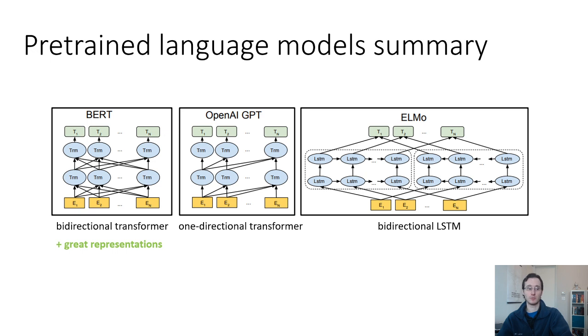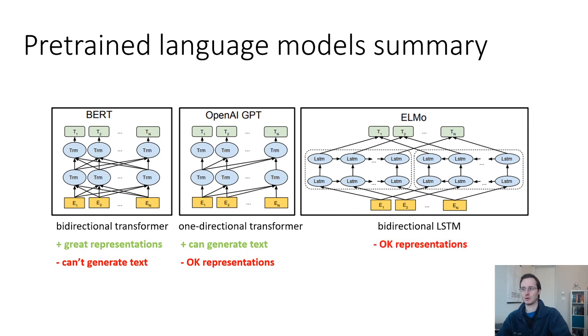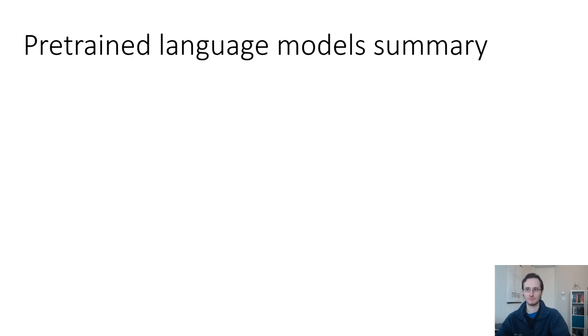BERT produces really great representations that have been tremendously useful for a wide range of NLP tasks, but it can't generate text. GPT can generate text, but its representations, as far as I know, are not quite as nice for downstream tasks. Elmo produces representations that are kind of okay, and it's generally been largely supplanted by BERT. The main reason we covered it in this lecture was just because it provides kind of a nicer intro to the concept of using pre-trained language models in NLP.